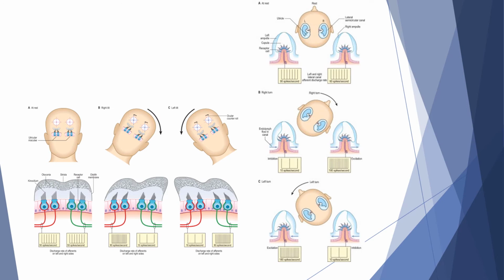This is a diagram to show how the vestibular nerve maintains balance during different positions of the head or during turning of the head to the right and the left side.